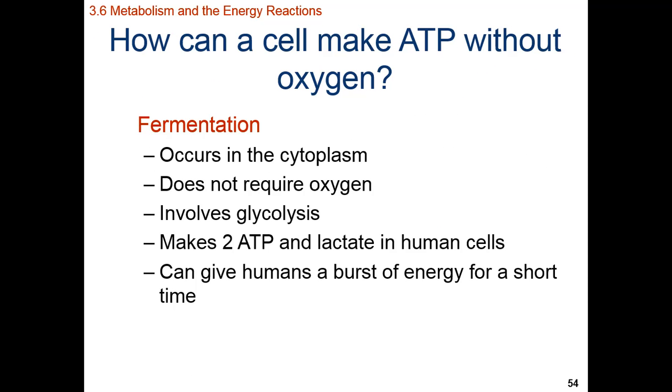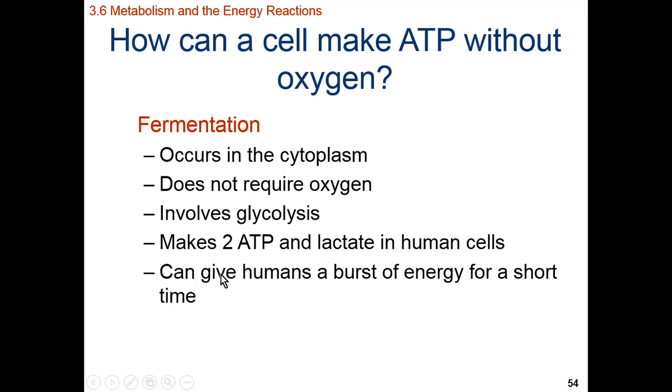Now, we also have the ability to make ATP without oxygen present. This is known as a fermentation pathway, and it occurs exclusively in the cytoplasm of the cell. Fermentation, or anaerobic respiration, does not require oxygen. It's going to involve glycolysis because glycolysis doesn't need any oxygen. We'll break down a glucose into pyruvates. During the process, we make 2 ATP, and then instead of sending those pyruvates into the mitochondria, we're going to take those pyruvates and turn them into a lactate molecule or a lactic acid molecule.